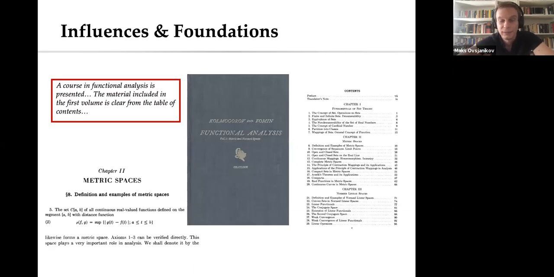And then I was also reading a book, completely by accident, on functional analysis. This is a pure math book, but it's one of the most beautiful math books that I've seen. If you're interested in functional analysis, I'd highly recommend it. First of all, it's a math book, so I had trouble finding a good quote from it. This is very dense material. The material included in the first volume is clear from the table of contents. Mathematicians, they don't joke around.